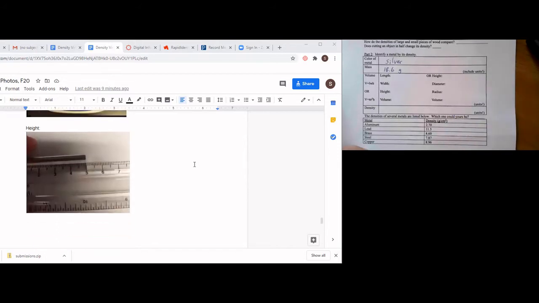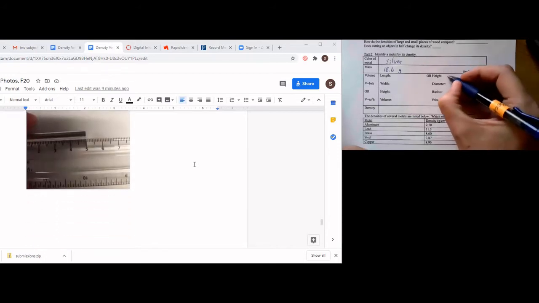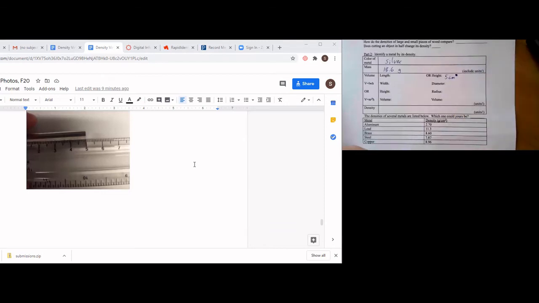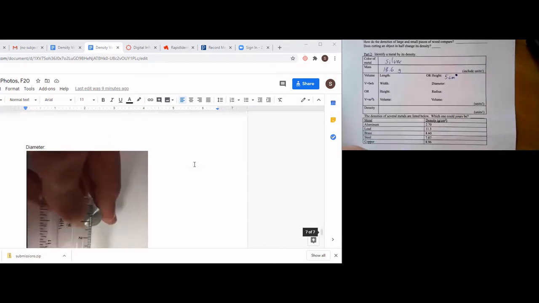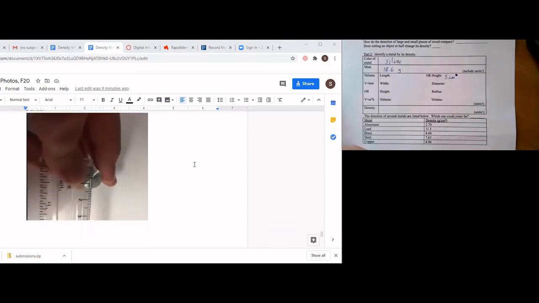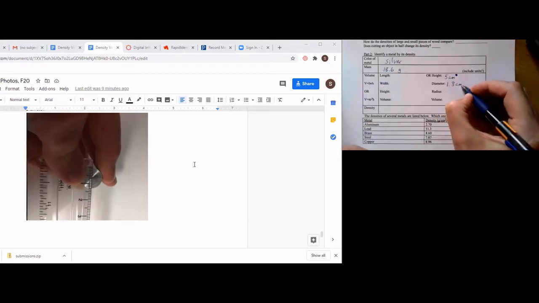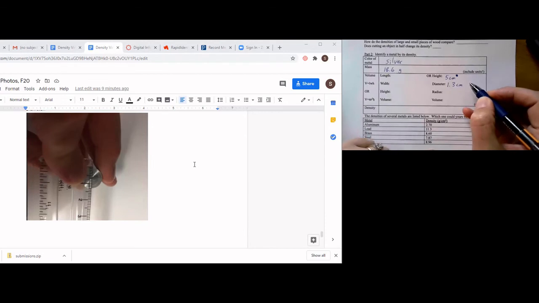The length of this piece of metal, as you can see, is 5 centimeters. Just plain centimeters, not squared or cubed or anything. Then the diameter, if you look closely, you can see it's 1 point, and then count the little tick marks, 1, 2, 3. So 1.3 centimeters. Make sure you have a unit.